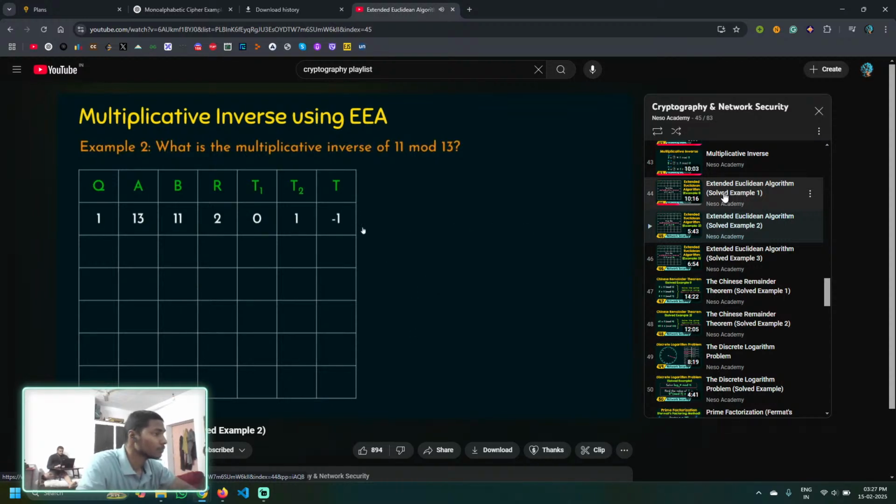Now what are we going to do? The shifting. So a takes the value of b, b takes the value of the remainder, t1 takes the value of t2, and t2 takes the value of t. So just move 11 to a and 2 to b. Similarly 1 to t1 and -1 to t2.